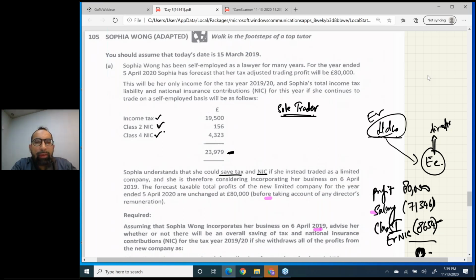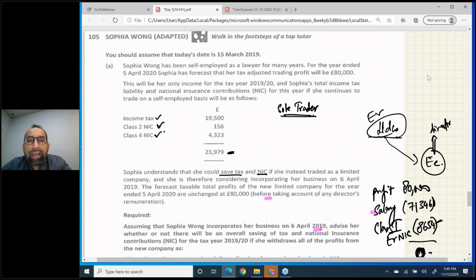Now, Sophia Wong has been self-employed as a lawyer for many years. For the year ended 5th April 2020, that means your accounting period and fiscal year are exactly aligned: 6th April 2019 to 5th April 2020. Sophia has forecast that her tax adjusted trading profit will be 80,000. This is self-employed trading income she is expecting.